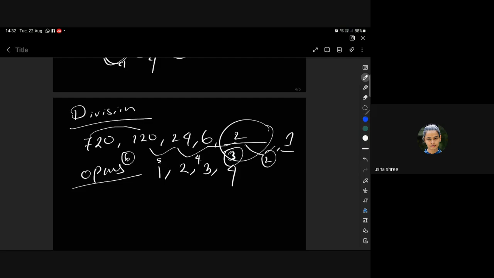Any doubt? No, sir. The first number is getting divided by 6. The second one is getting divided by 5. See, 6 into 120 is 720. 5 into 24 is 120. Then 4 into 6 is 24. Then to get 6, you have 3. This is in a decreasing pattern. 6, 5, 4. The next will be 3. So if you have 6, you have 3, you have to get 2. So divide 6 by 3, you will get 2.